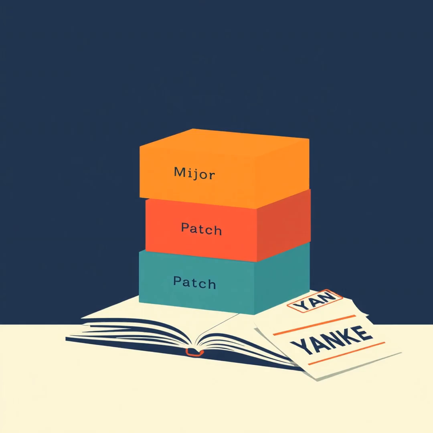This is essentially the social contract of the internet, Corn. People think of code as just logic, but software distribution is actually a communication problem.